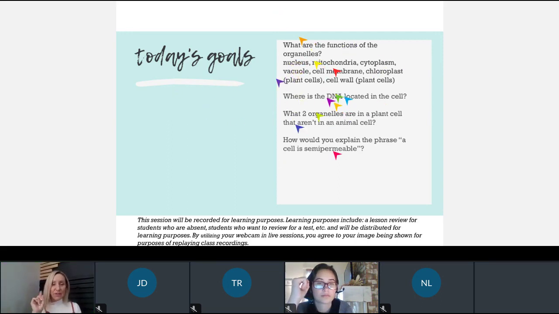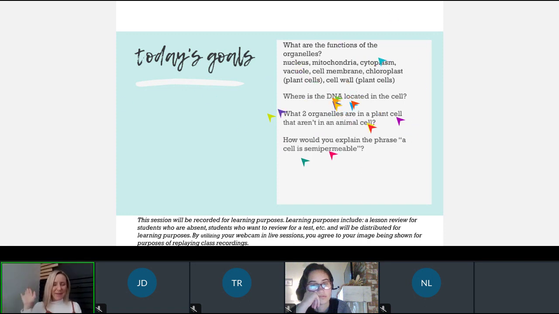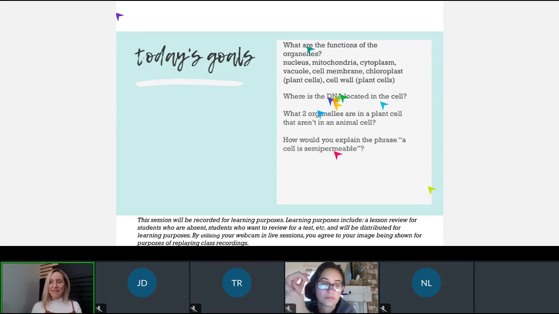DNA, nucleus, mitochondria. Saw somebody point at cell membrane, animal cell, plant cell. Ooh, someone's pointing at semi-permeable. That makes me happy. Good. Okay, we could stay here, but I'm not going to. I'm tempted to, but let's keep on moving and take a peek at our cells for today.